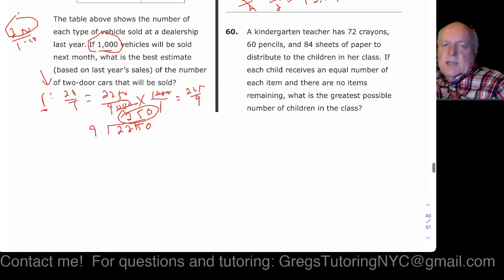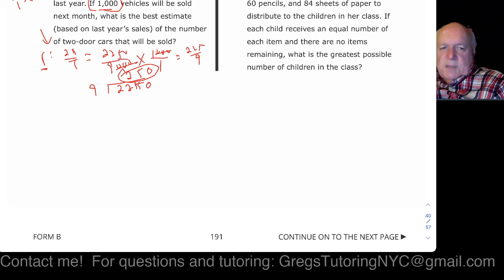Okay, a kindergarten teacher has 72 crayons, 60 pencils, and 84 sheets of paper. So we have 72 crayons, 60 pencils, and 84 sheets of paper to distribute to the children in the class. If each child receives an equal number of each item and there are no items remaining, so it divides perfectly. They all get equal and there's nothing left over, so it's a perfect division. What is the greatest possible number of children in the class?